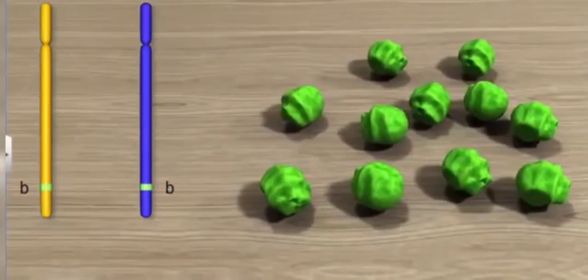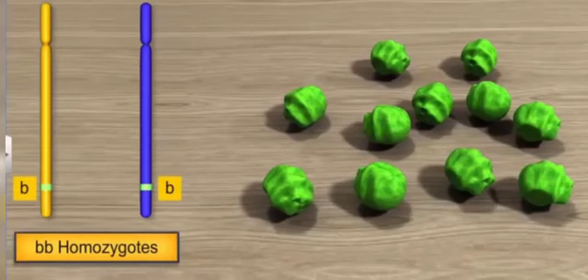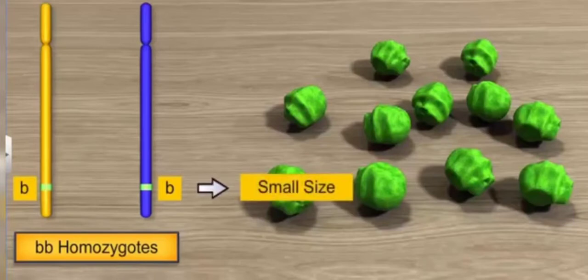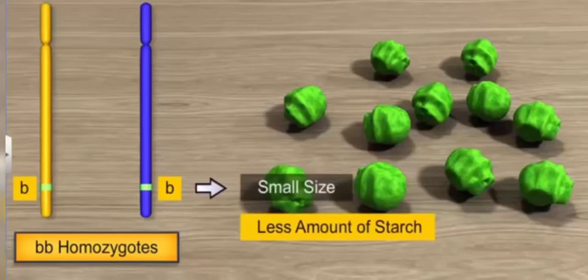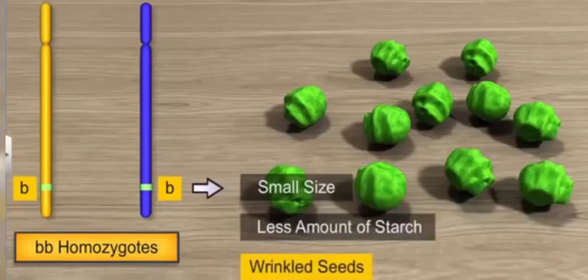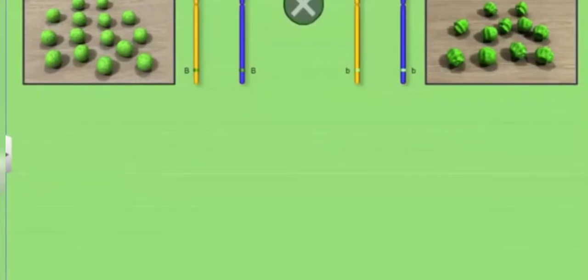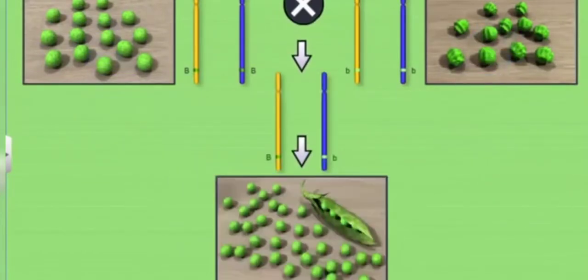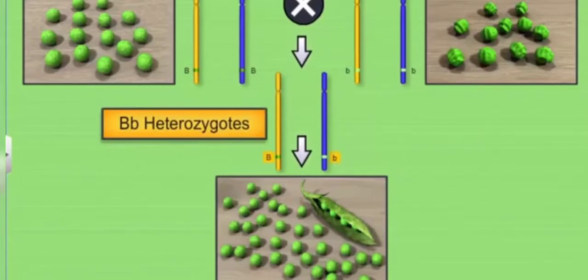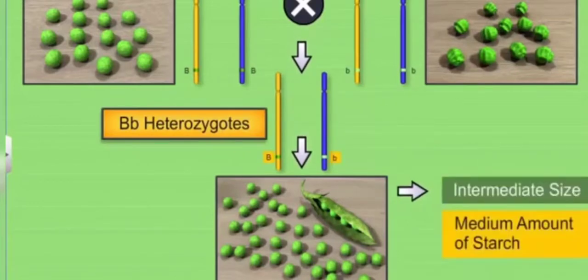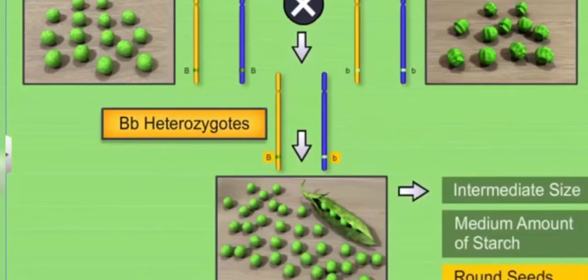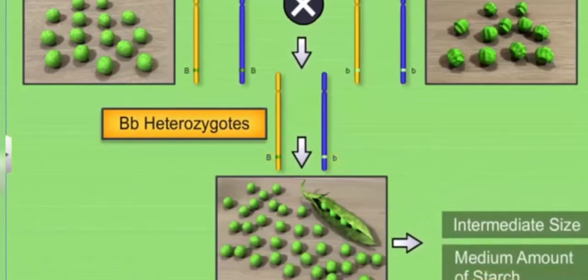On the other hand, small b homozygotes were not efficient in the synthesis of starch, and so the pea seeds produced were small in size and had less amount of starch, and the seeds were wrinkled. Moreover, in the heterozygote capital B, small b, the starch grains were intermediate size, but the seeds were round.